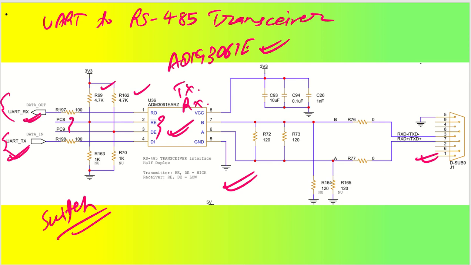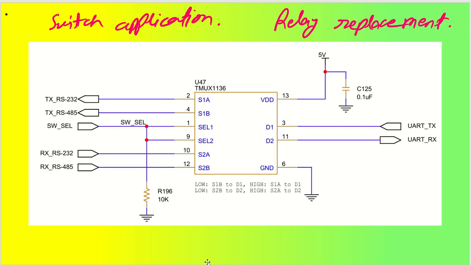In that case, let us say I am going to change the signal. Let's say this is my MCU UART TX and UART RX signal. That is going to come into this 2:1 SPDT switch.